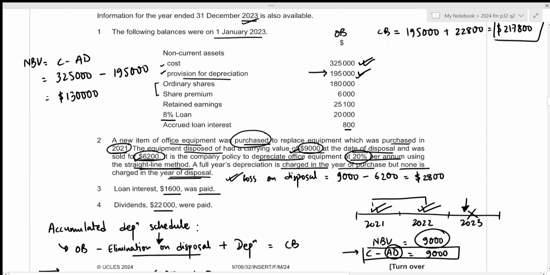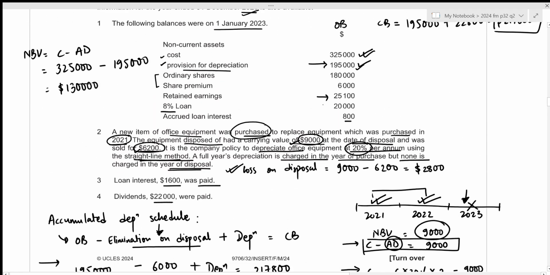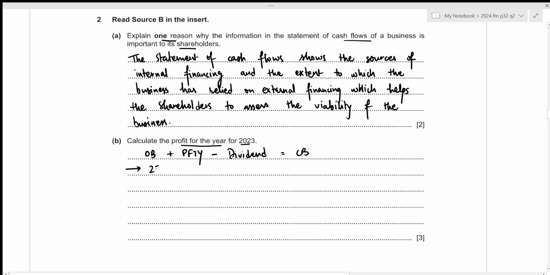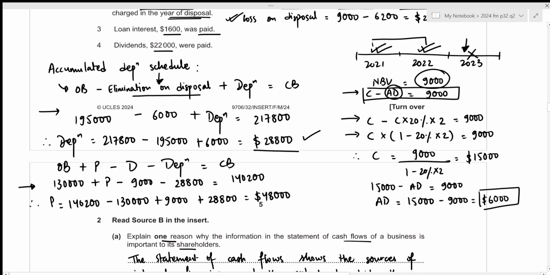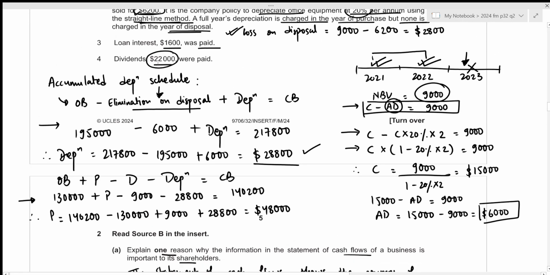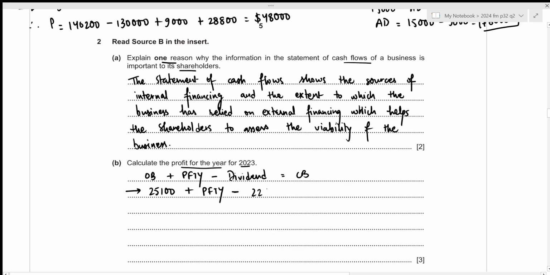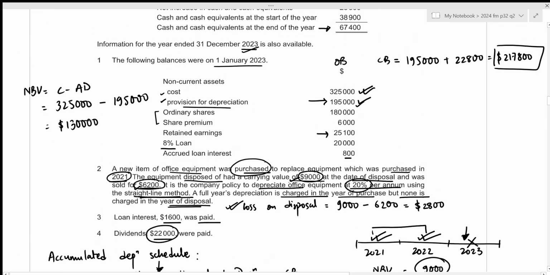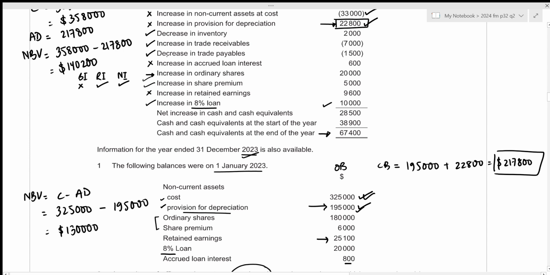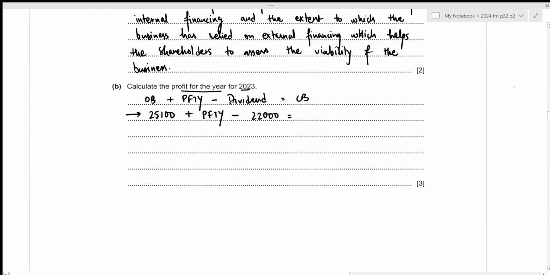Okay, so the opening balance of our retained earnings is 25,100. We're trying to calculate profit for the year. The dividend was 22,000. So we need to subtract it. And for the closing balance, we can look at the changes. So we can see right here that there is an increase in retained earnings, which means that the closing balance is 9,600 higher than the opening balance. So 25,100 plus 9,600. And this results in the value of 34,700. Let's write it down.